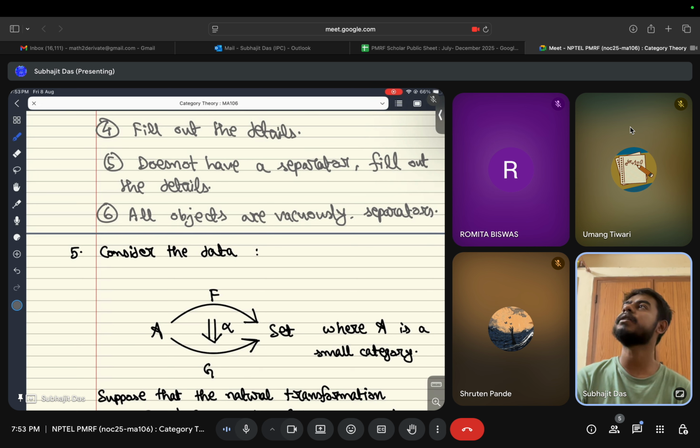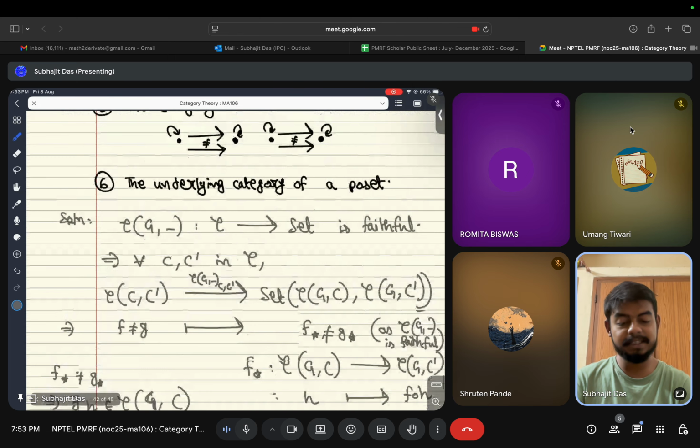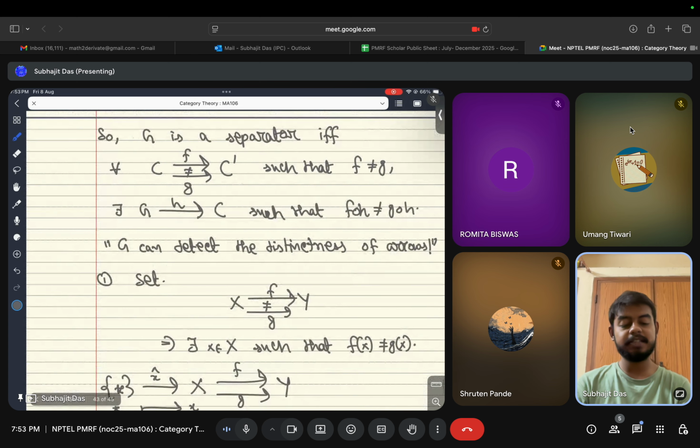Oops, I'm sorry, I might be saying something wrong here. What does it mean to be a separator? It means that given any two distinct arrows, there exists an arrow H such that the compositions are unequal, right? So what does it mean to not be a separator?